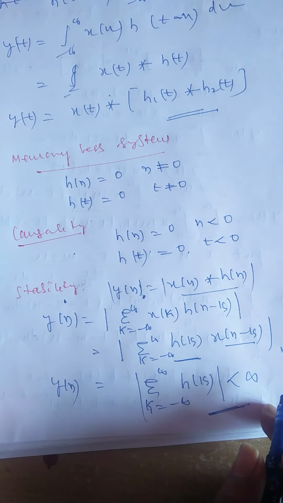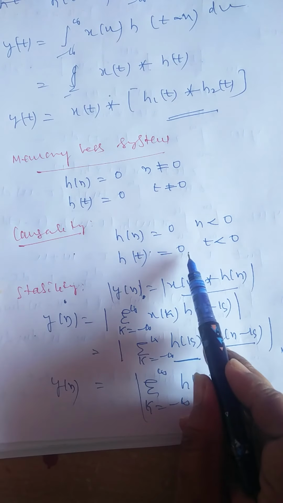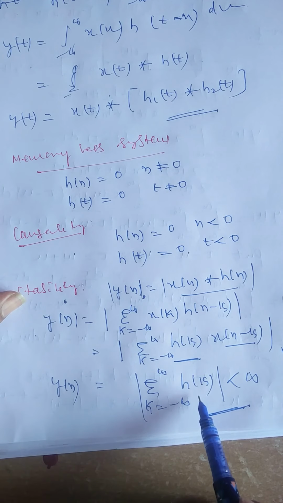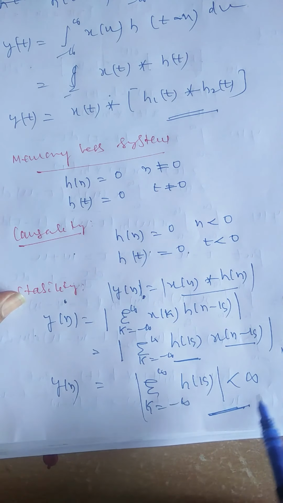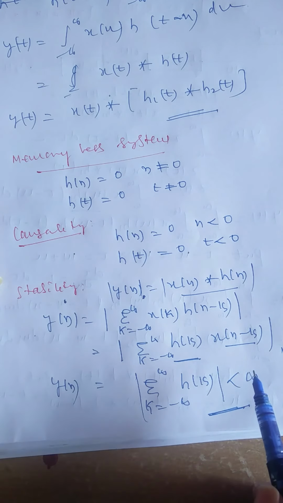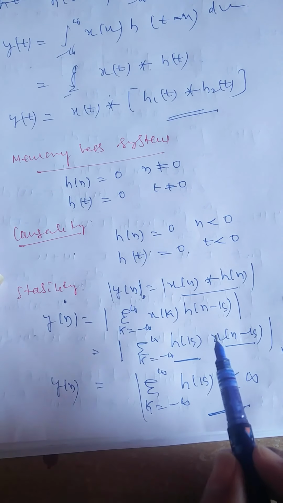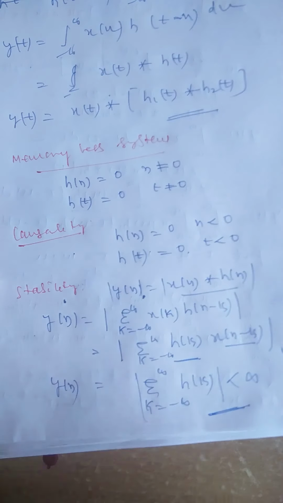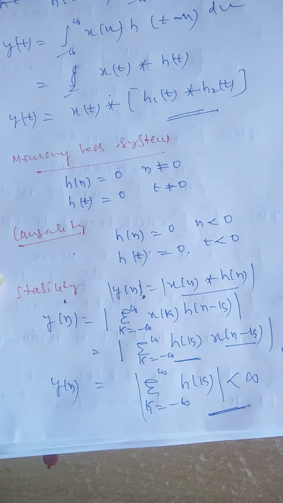In case of continuous, h of t is equal to 0 when t is less than 0. And to tell about its stability, based on the impulse response, we can say that the system is stable or unstable. Stability says that for every bounded input, if it results in a bounded output, then the system is said to be stable.